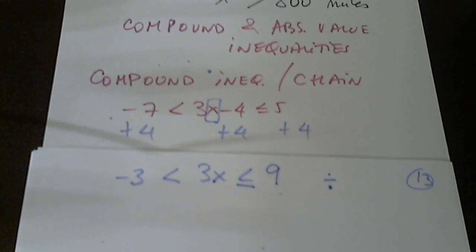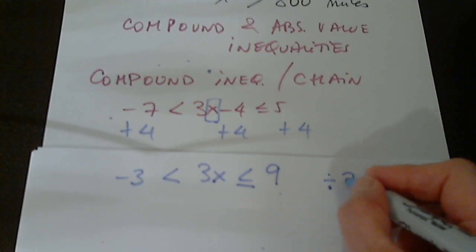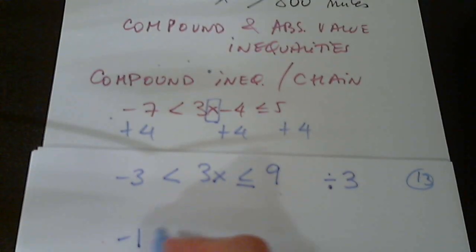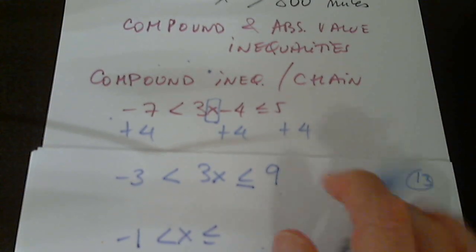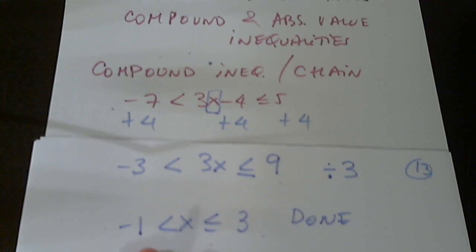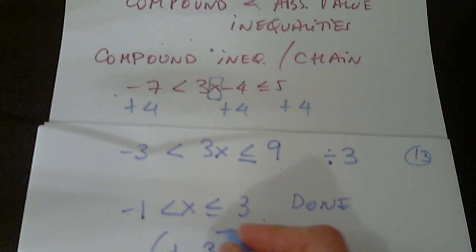What will you divide all 3 sides by to get x alone in the middle? Isolate x in the middle. It would be 3. Exactly. -3 divided by 3 is -1, 3x divided by 3 is x, and 9 divided by 3 is 3. Done. All you have to write is the interval notation: parenthesis for -1, comma, 3 with the bracket.